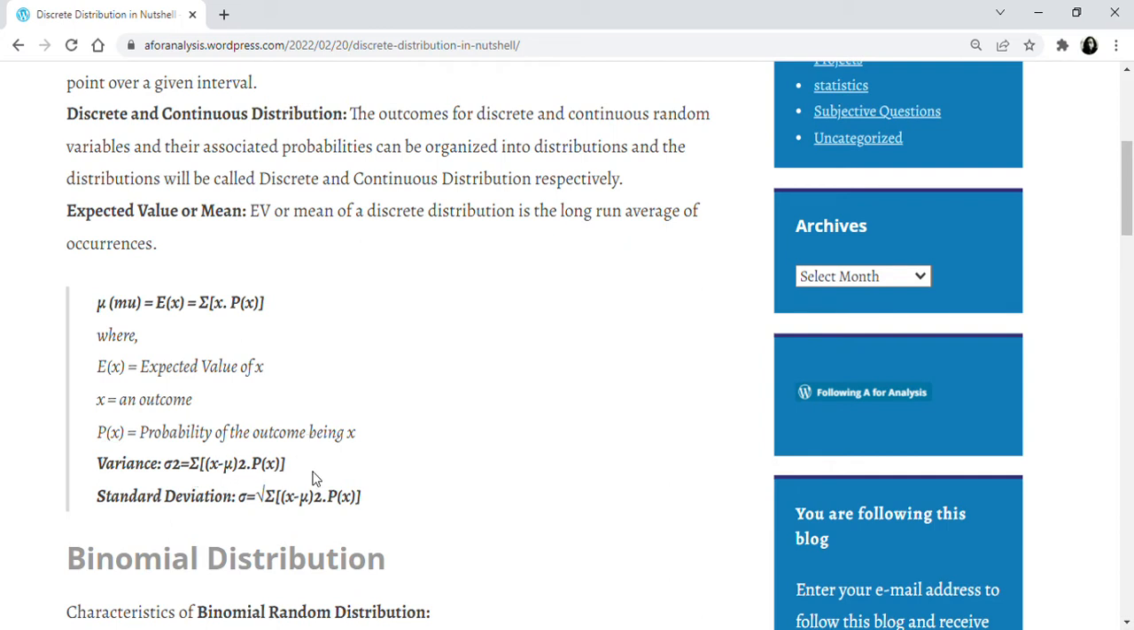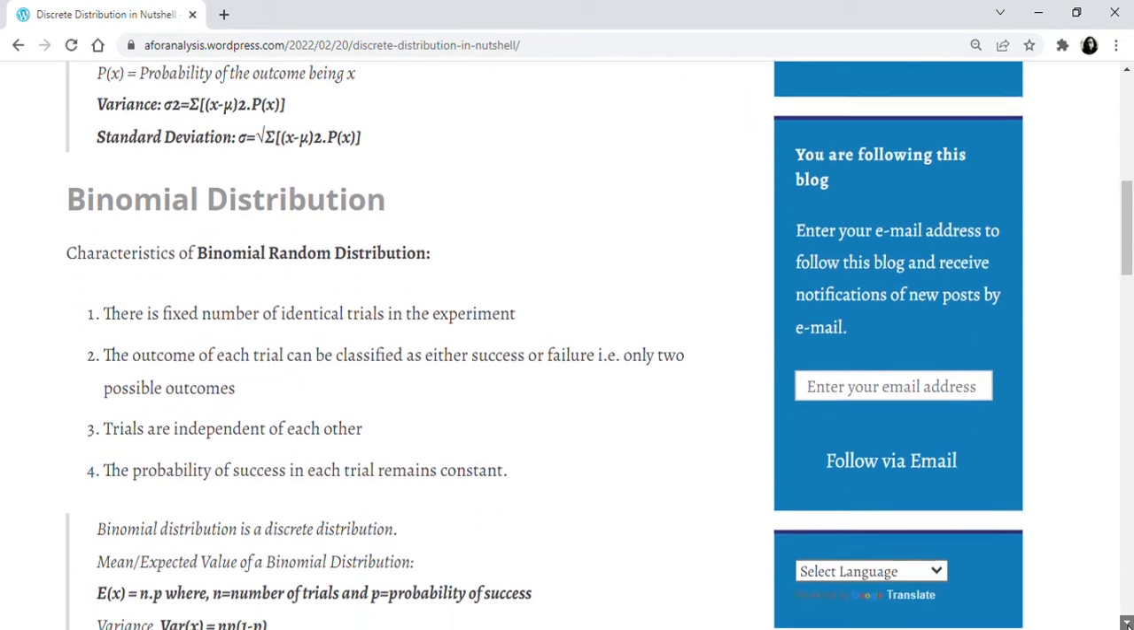Variance, which is sigma square, I'm not sure how it came up as the square is coming up here. I will correct this, but this should be as sigma square equal to summation of x minus mu square into probability of x. Similarly, standard deviation will be sigma, which is equal to square root of variance. So it is root over summation of x minus mu square into probability of x, or P of x. Next, we will talk about a couple of discrete distributions.